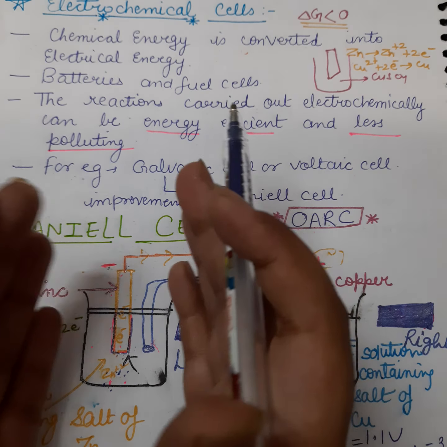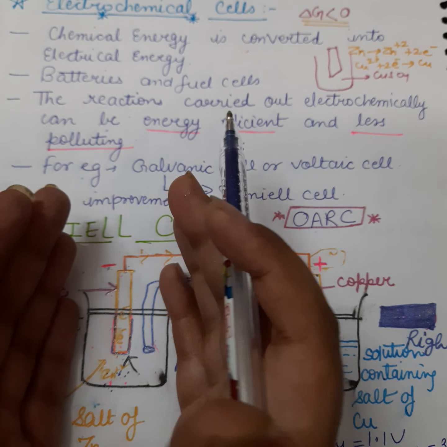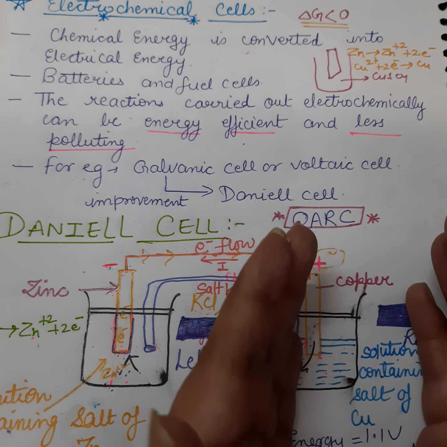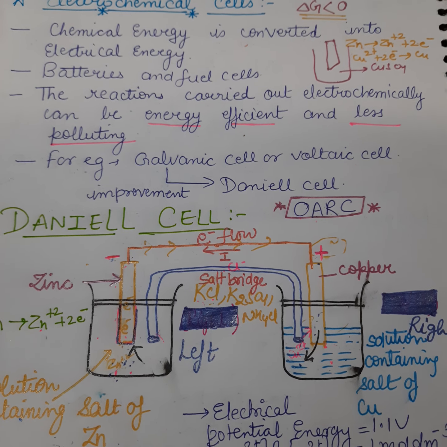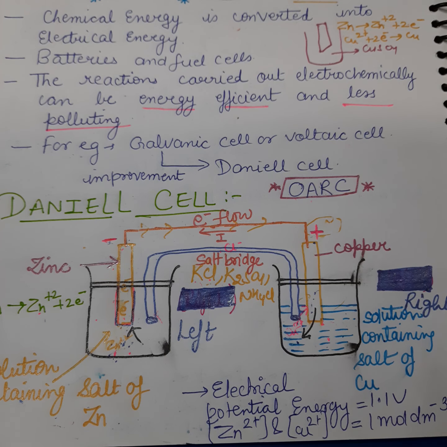So this half cell is known as the oxidation half cell. This half cell is known as the reduction half cell. So this is all about, students, the Daniell cell.